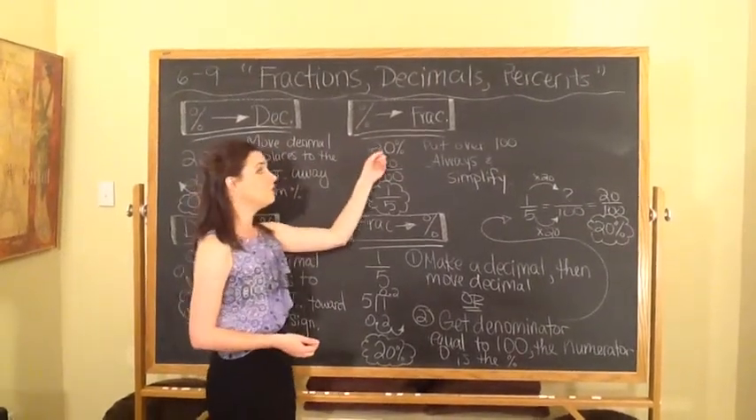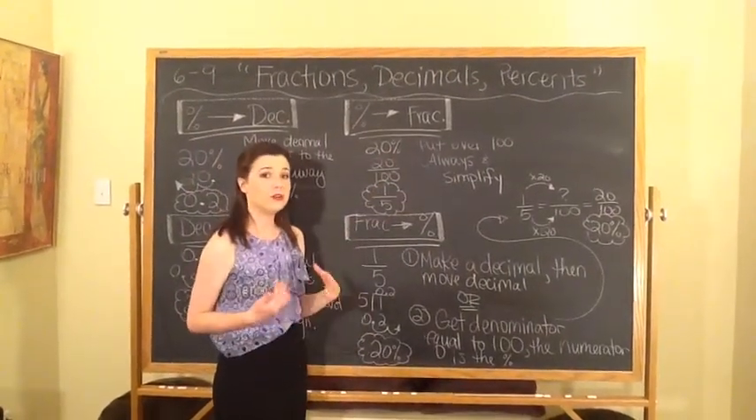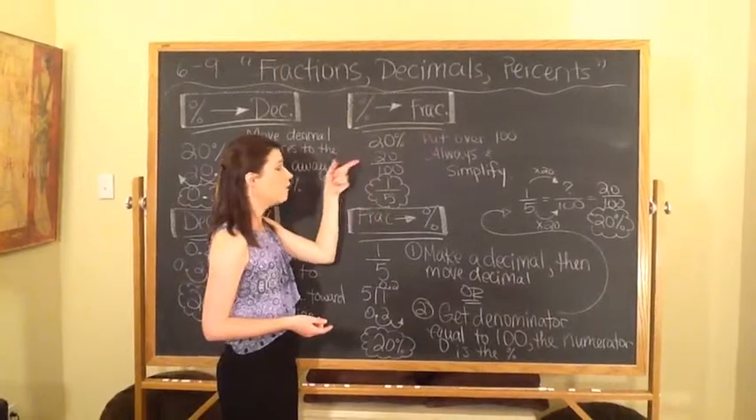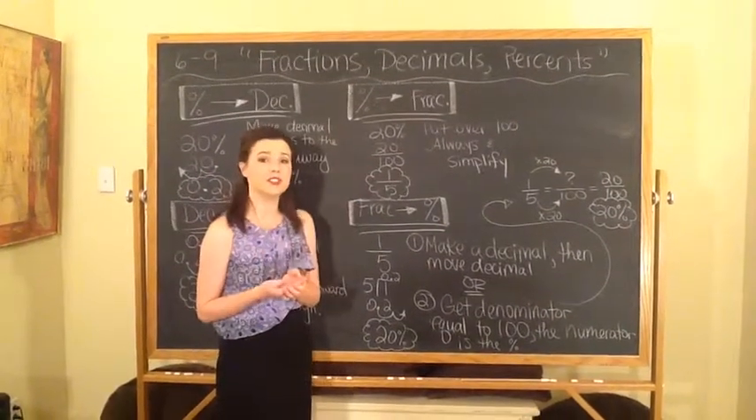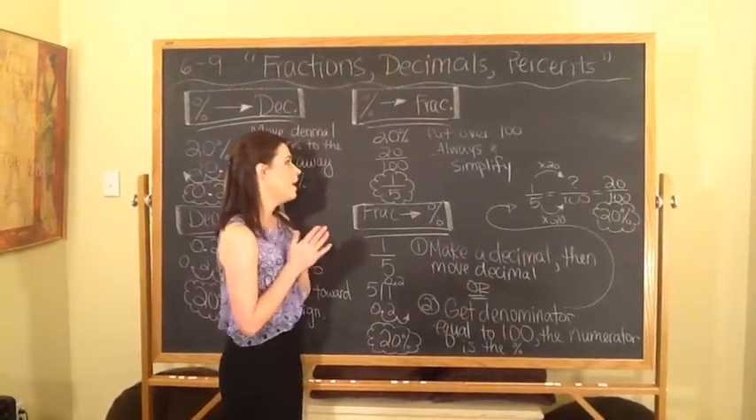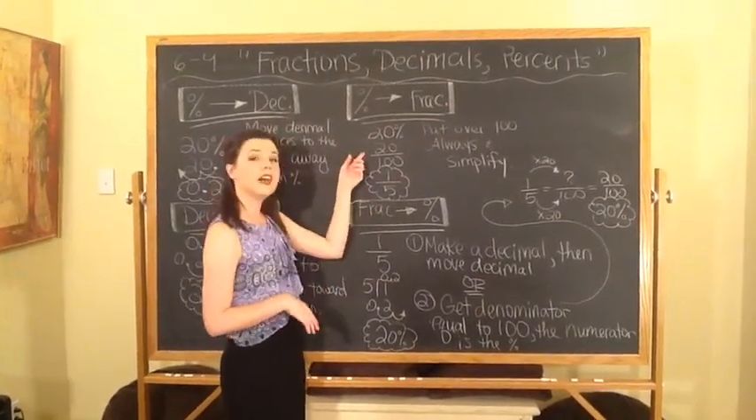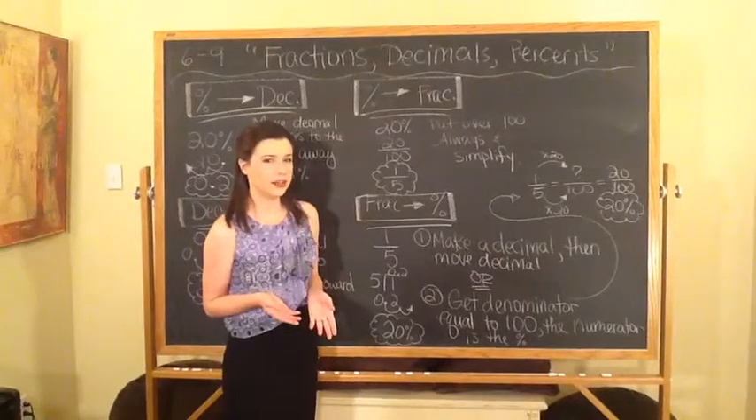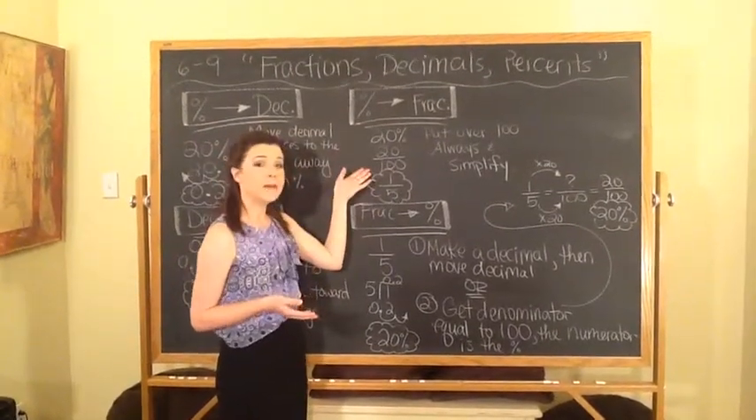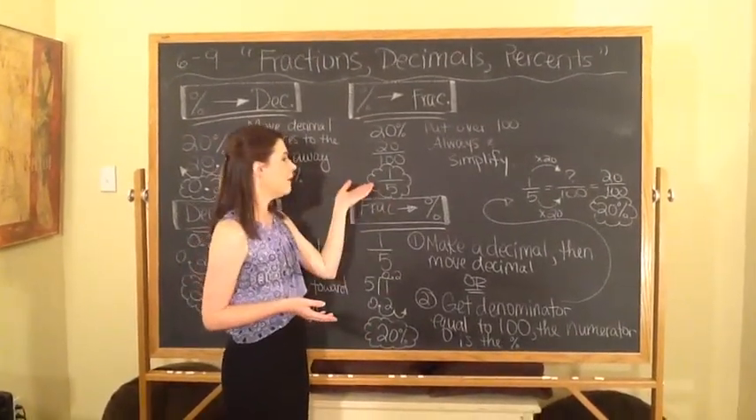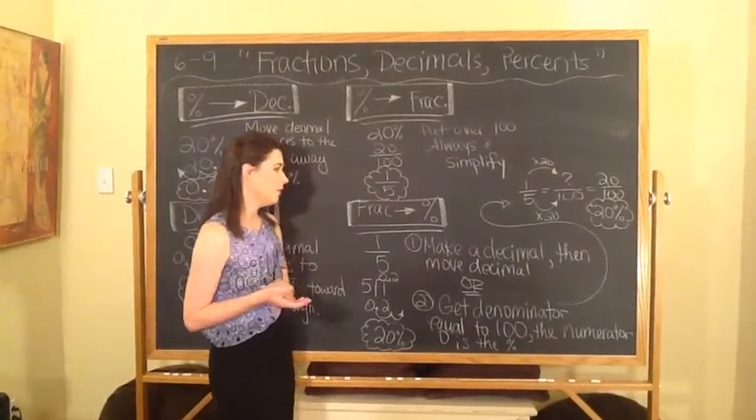So in this case, we have 20%. In order to change it to a fraction, we're going to put 20 over 100, because 100 is our magic number here. Then we're going to simplify it down. So always simplify. Don't leave it as 20 over 100. That's only partially correct, because you did the first step, but you didn't do the second step, which was simplify. So we simplify it down to 1/5.